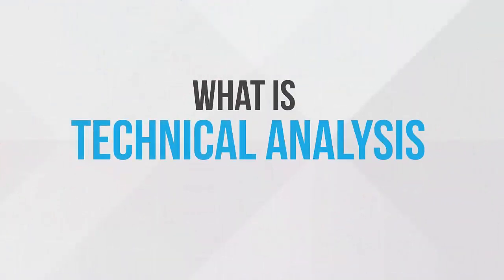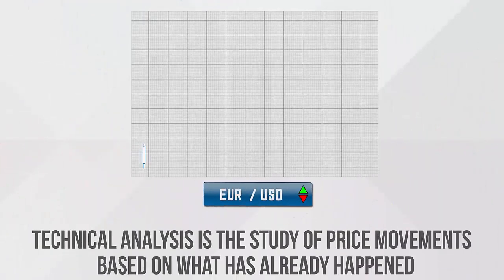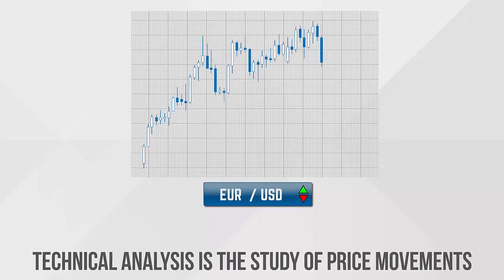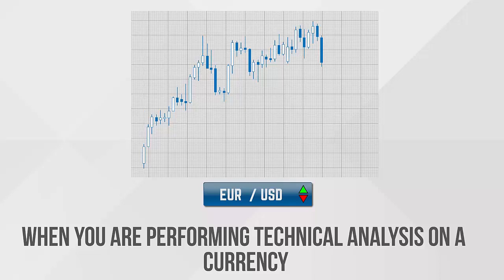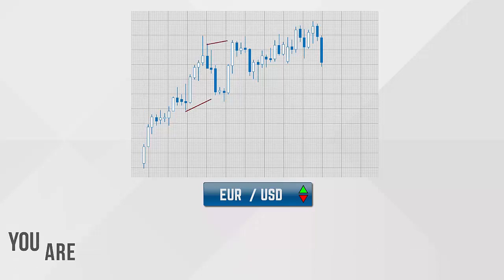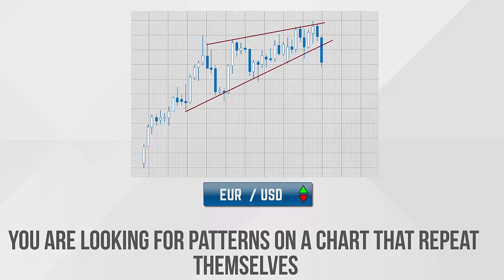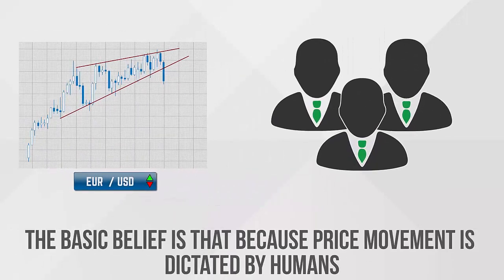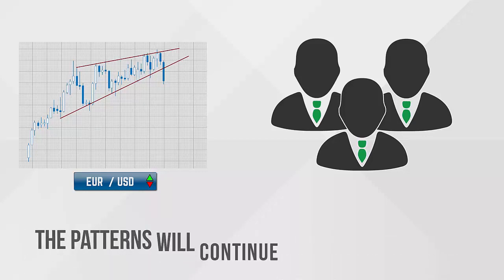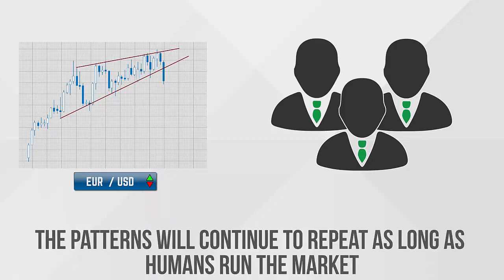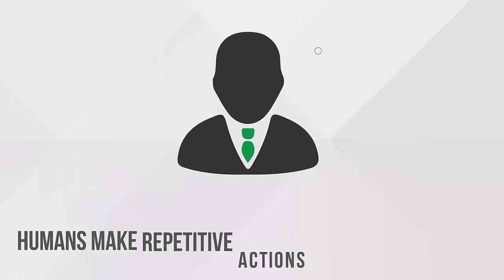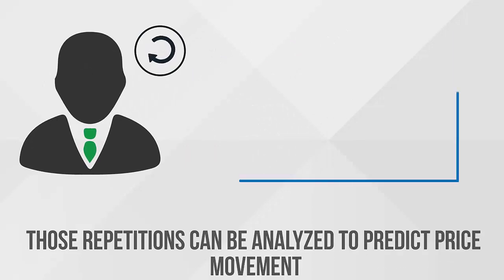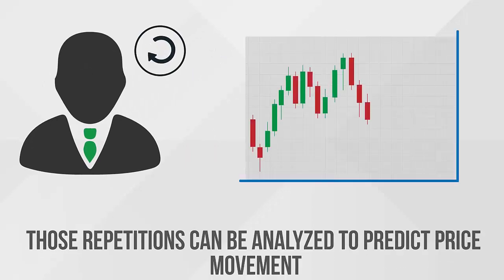What is technical analysis? Technical analysis is the study of price movements based on what has already happened. When you are performing technical analysis on a currency, you are looking for patterns on a chart that repeat themselves. The basic belief is that because price movement is dictated by humans, the patterns will continue to repeat as long as humans run the market. Humans make repetitive actions based on repetitive emotions, and those repetitions can be analyzed to predict price movement.